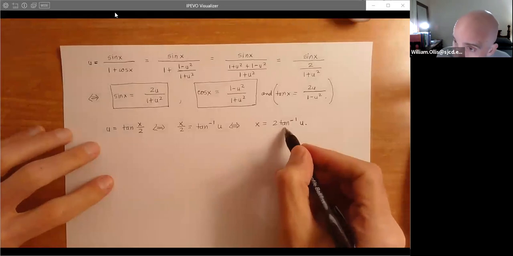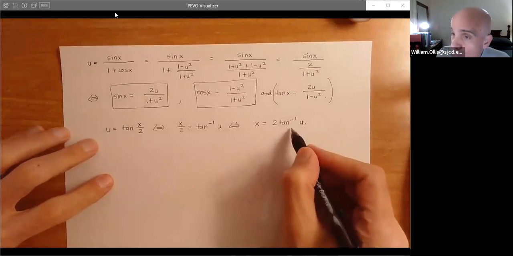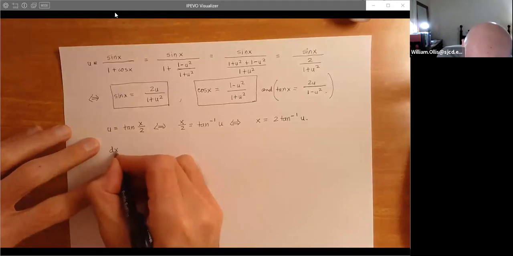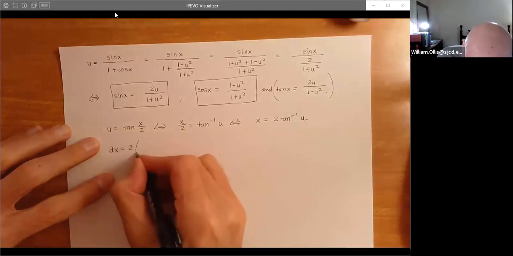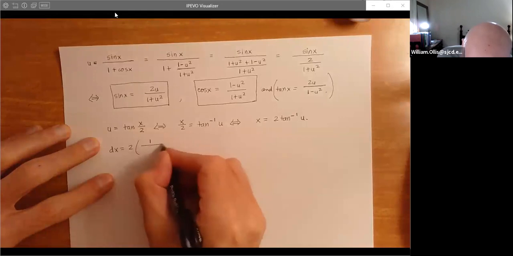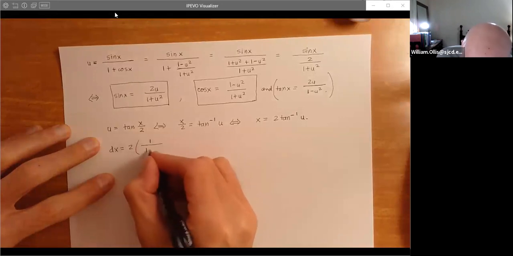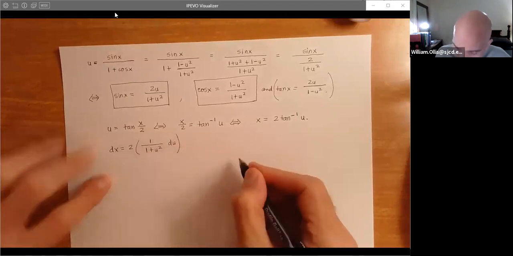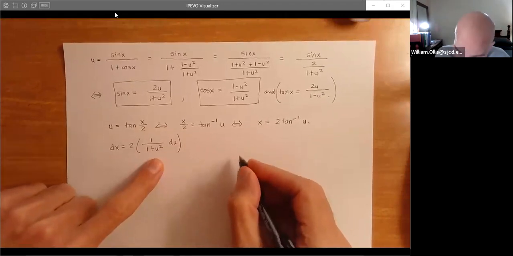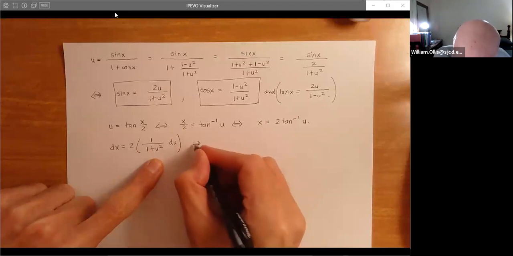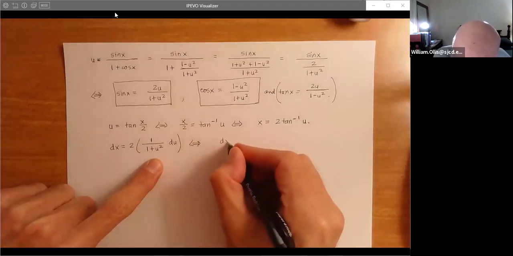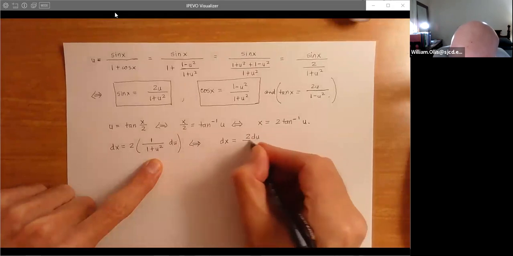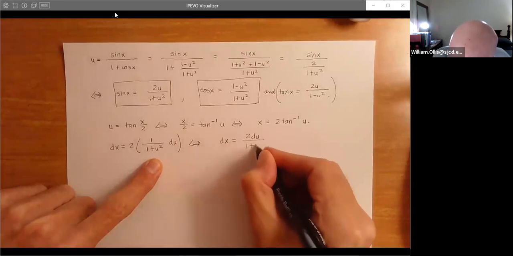So now we can take the differential. We know how to differentiate the inverse tangent. So this says dx equals 2 times 1 over 1 plus u squared du. So good for us that we know this. So equivalently, we just move the 2 over. dx is 2 du over 1 plus u squared.